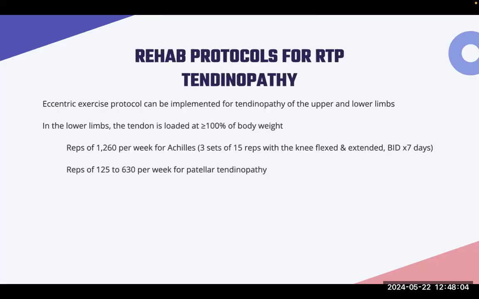And then rehab protocols for tendinopathy. Eccentric exercises, as we all know, for tendinopathy of the upper and lower limbs. In the lower limbs, the tendon is usually loaded above 100% of the body weight. It's actually kind of cool. They said that the general guideline for Achilles is over 1,200 reps per week. And you can see the exercise routine that they gave there.